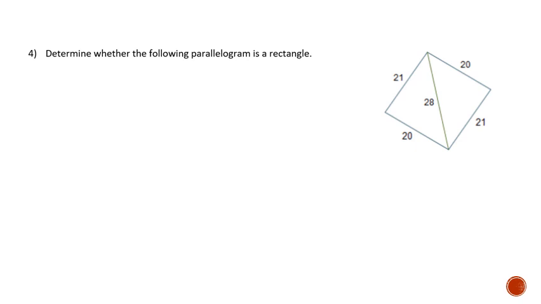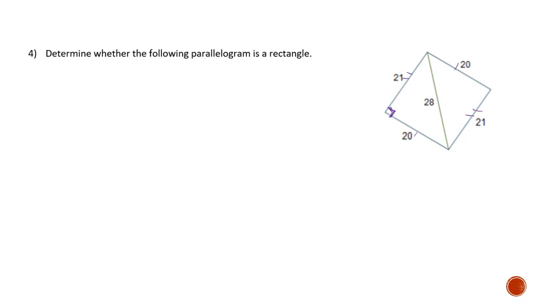This is the last problem we'll be dealing with for this unit, and we need to determine whether the following parallelogram is a rectangle. So in order to know if a figure is a rectangle, we need to know a couple different things. We need to know the opposite sides are congruent, which we can see that they are. We need to see that they are parallel, which right now they look that they are, but we can't be sure. And we need to know that we have right angles in the corner.